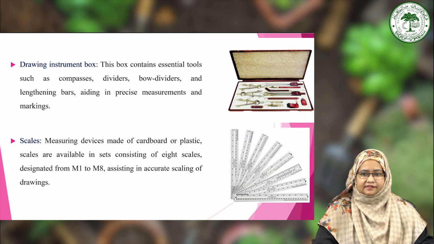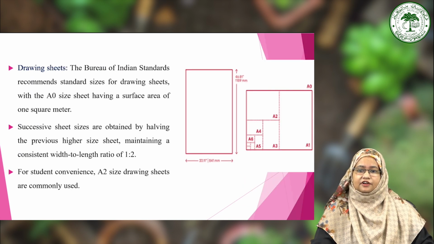Next are the scales, a reliable companion in the quest of accuracy in our design. These measuring devices, crafted from sturdy cardboard or plastic, come in sets comprising 8 scales designated from M1 to M8. With their assistance, we can accurately scale our drawing, ensuring that every detail is rendered with meticulous attention to proportion and dimension. Next is the drawing sheet.